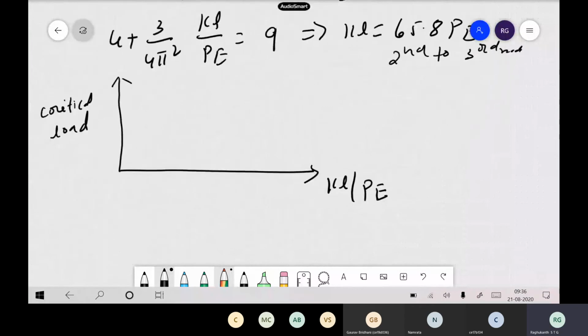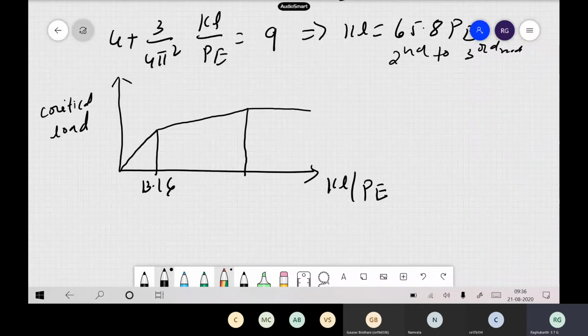Now if you try to plot, you have to be very careful. This is your first straight line. Then you have the second mode straight line. Then it becomes a constant. So these are the slope changes. That means your column is going to buckle from first mode to second mode. So this value is 13.16, and this is 65.8, and this value is anyway 9. So this is how it breaks.